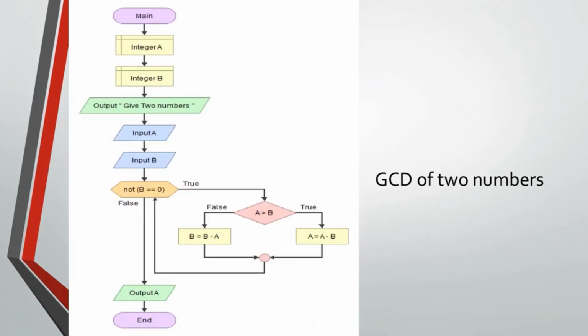GCD of 2 numbers. 2 integer variables a, b are declared. 1 output for the prompt and 2 inputs are declared to get user input. The higher value is divided by the smaller value. In this process, the previous divisor becomes the dividend. This operation is continued till the remainder gets 0. Then the divisor becomes the GCD of the given 2 numbers.